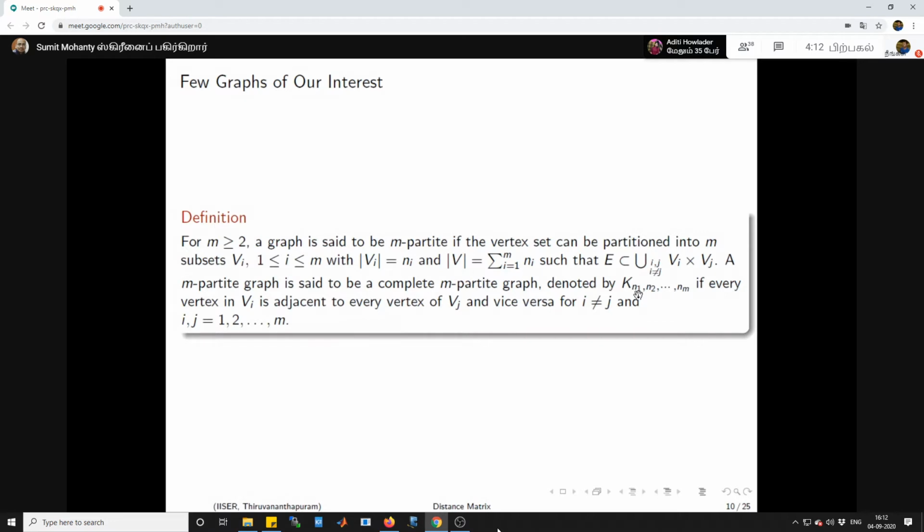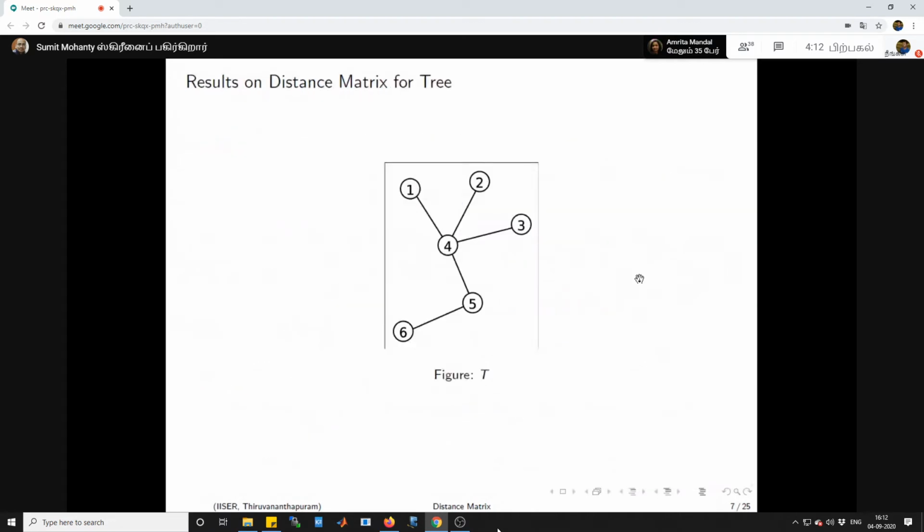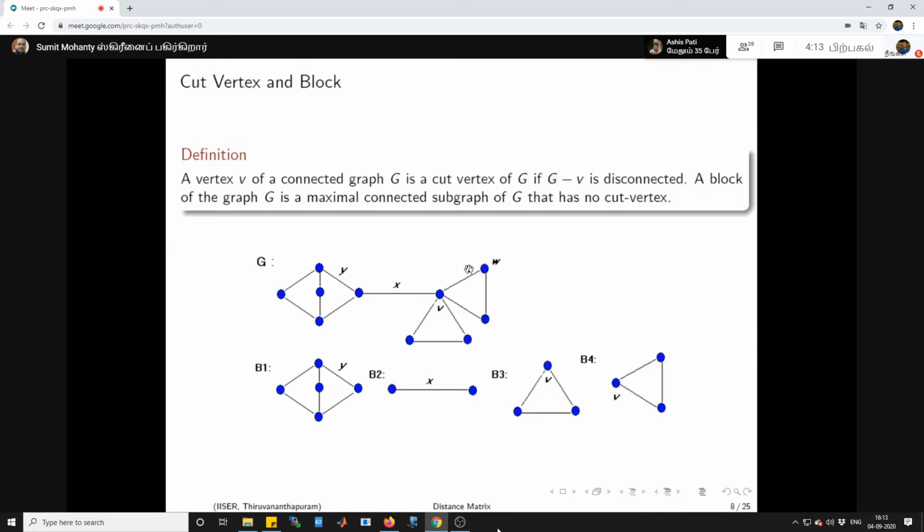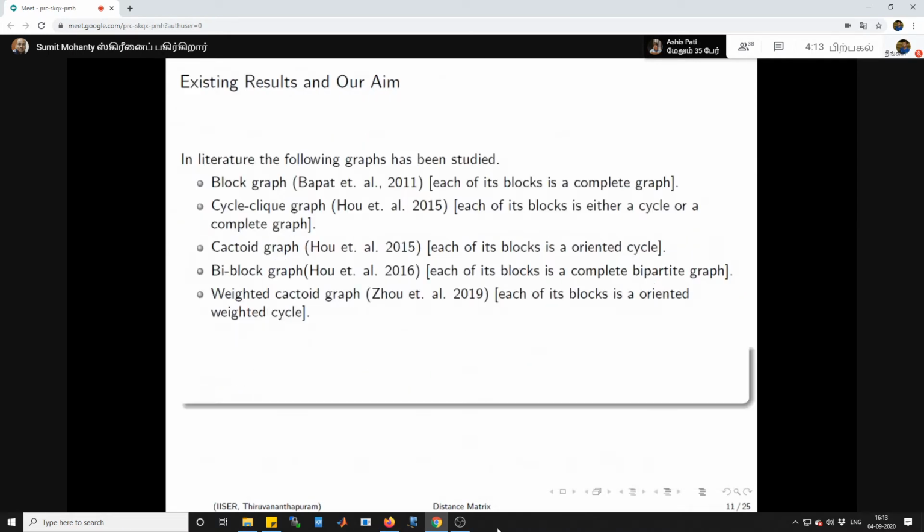With this definition, I go back to what we are interested in. Given any tree, we want to replace each edge with a complete multipartite graph. So what are the existing results? In 2011, Bapat and Sivasubramanian proved this: whenever we replace the edges with complete graphs, that means each of the blocks of the graph is a complete graph.